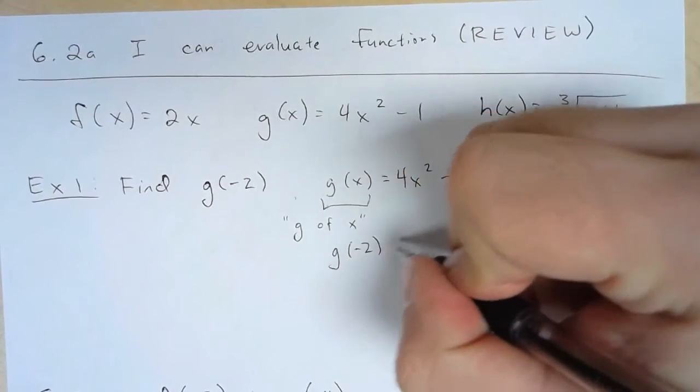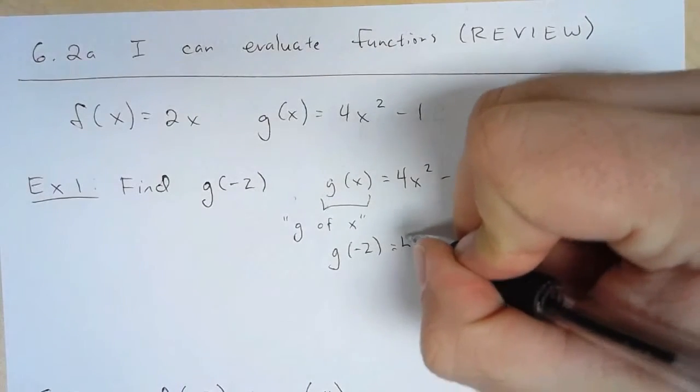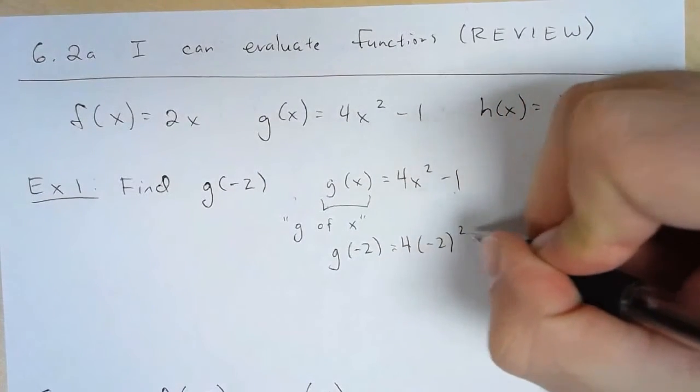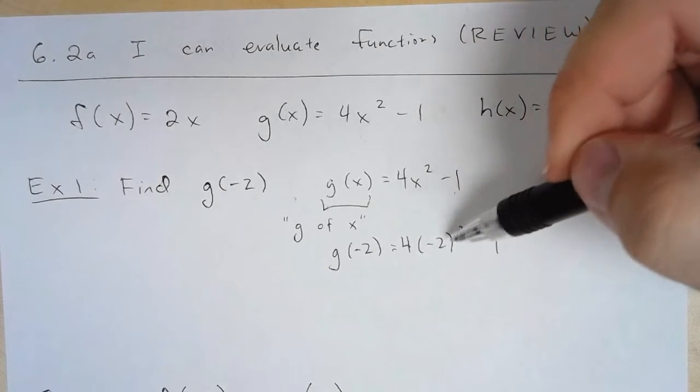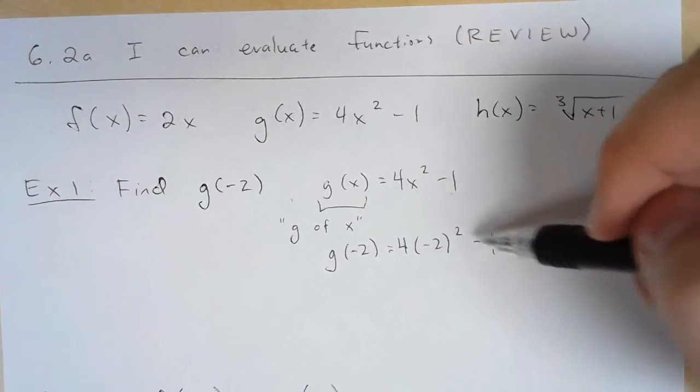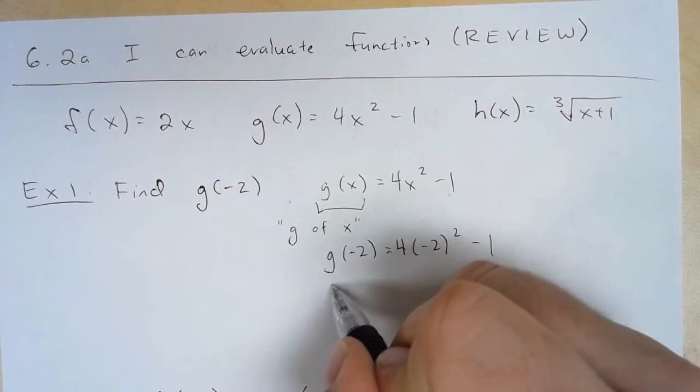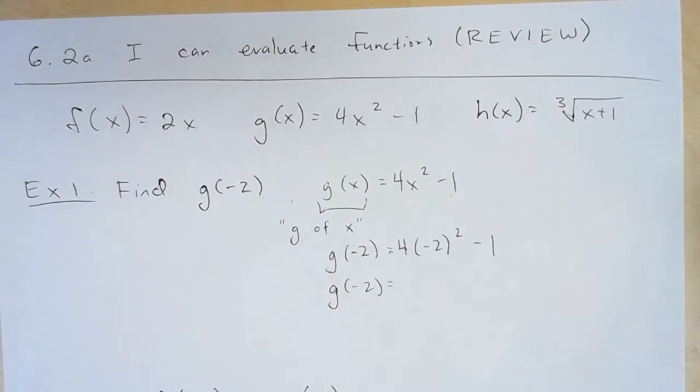And what we do to one side of the equation, we always do to the other. So we're going to substitute in negative 2 for x. So 4 times negative 2 squared minus 1. Alright, and then we're just going to simplify this side. We're going to leave this g of negative 2 by itself.